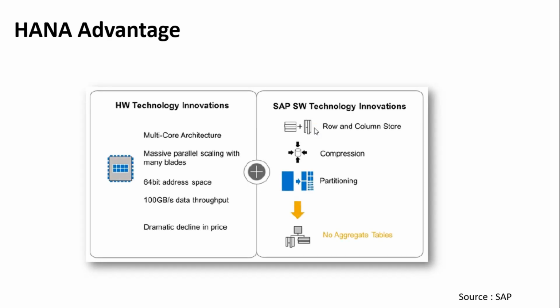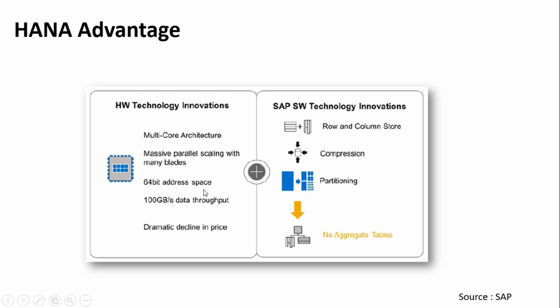And obviously software technology has come up with a lot of innovation in hardware. As I said, CPUs and memories are getting cheaper by the day. In 2010 HANA was launched, and at that time it was very expensive. Now it is very cheap compared to 2010. We have multi-core architecture with HANA. We have massive parallel scaling with many blades, so you can have many blades and many CPUs working in parallel, extracting or processing your logic.